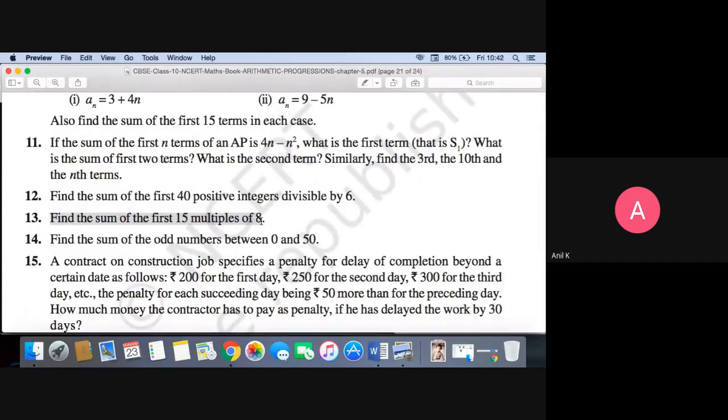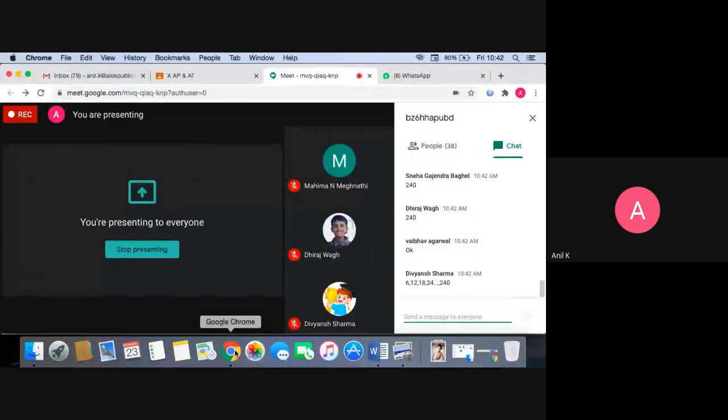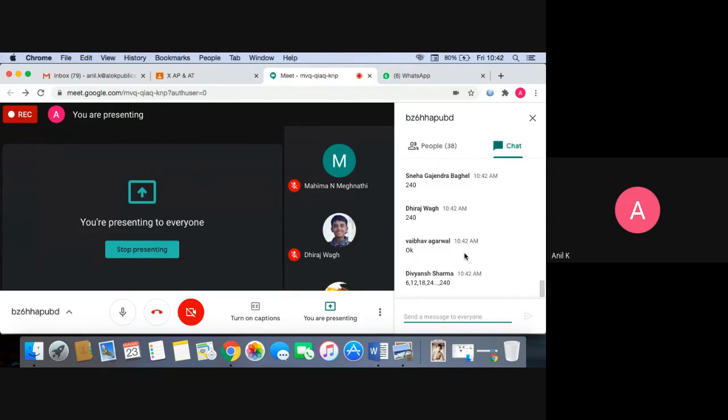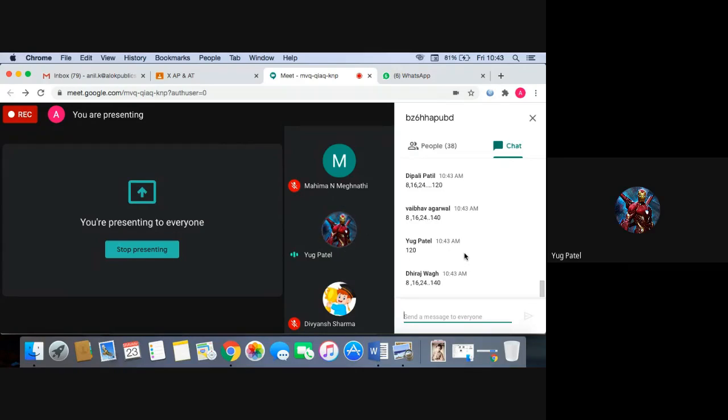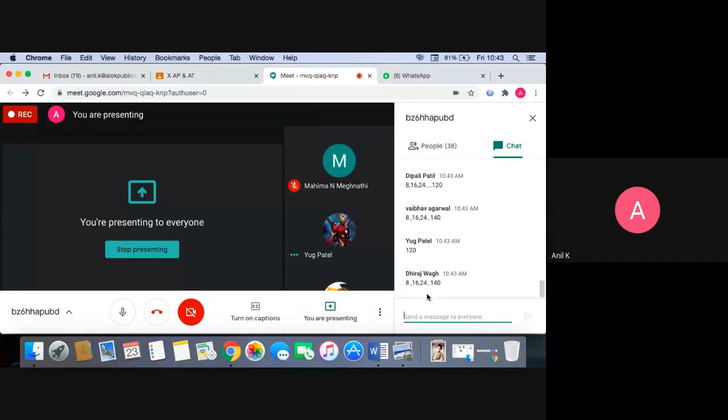Next, 13th question is find the sum of first 15 multiples of 8. Can you tell me what are the first number, second number, and last number? 15 multiples of 8. Yeah, Divyansh, correct answer. 8, 16, 24, 15 into 8. Multiples of 8, right? 8 is the multiple of 8, 16 is the multiple of 8, 24 is the multiple of 8, and the last number is 120. Yeah, till 120. It's not 140, Dheeraj, it's 120.